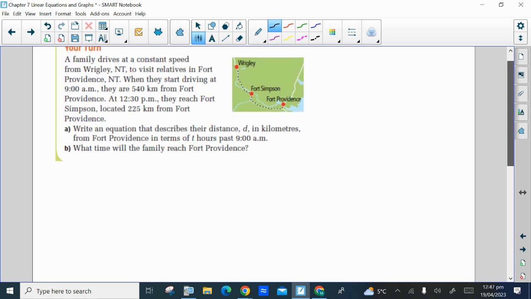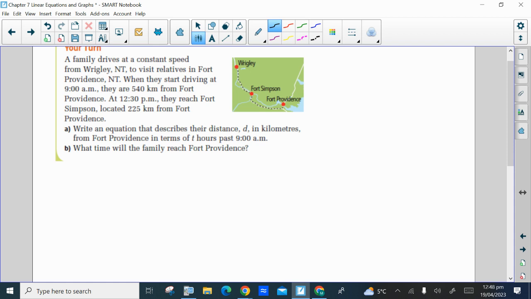On the next page, a family drives at a constant speed from Wrigley in the Nunavut Territory to visit relatives in Fort Providence, again in Nunavut. When they start driving at 9 a.m., they are 540 kilometers from Fort Providence. At 12:30, they reach Fort Simpson, which is 225 kilometers from Fort Providence. We want to write an equation that describes their distance d in kilometers from Fort Providence in terms of t hours past 9 a.m. and then determine what time the family will reach Fort Providence.